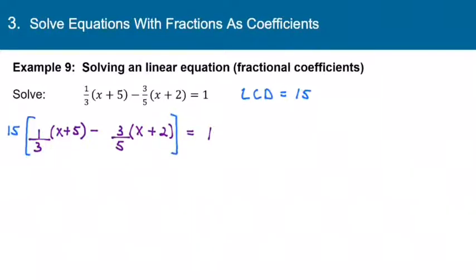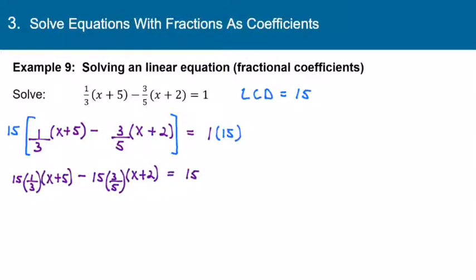So I'm going to multiply the left side by 15, and I'm also going to multiply the right side by 15. And now I'm going to distribute the 15. For this first term, we're going to get 15 times 1/3 times x plus 5. And for the second term, we're going to get 15 times 3/5 times x plus 2. And of course, on the right side, 1 times 15 is just 15.